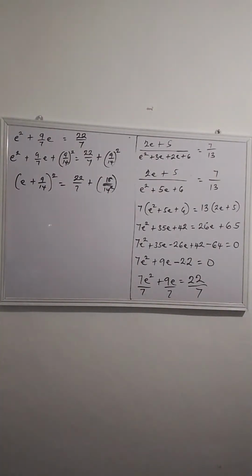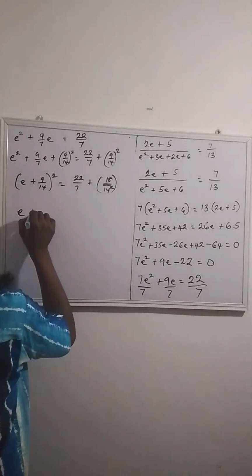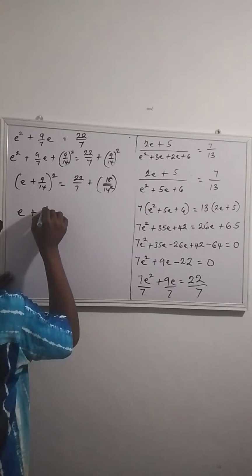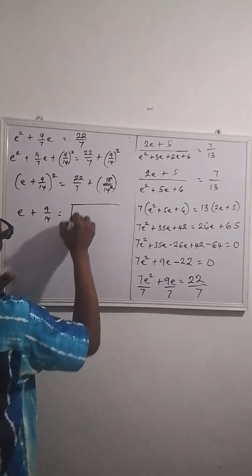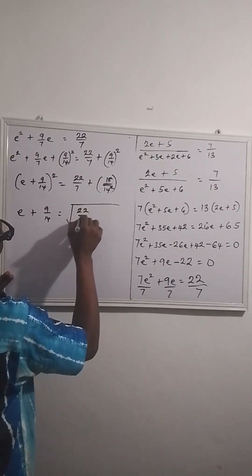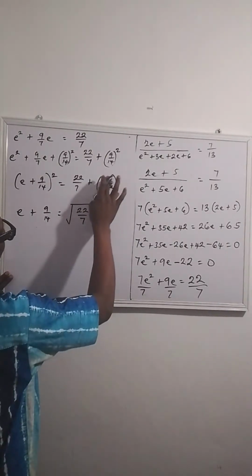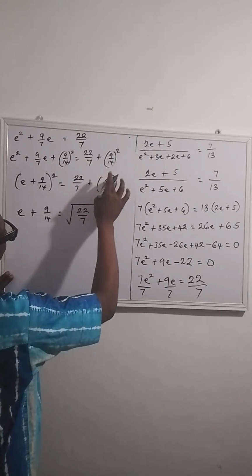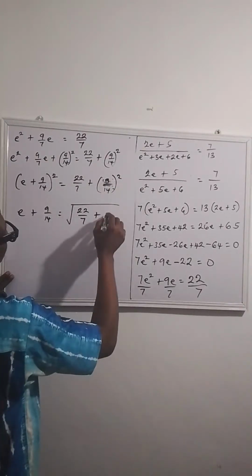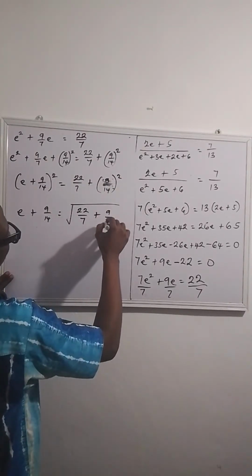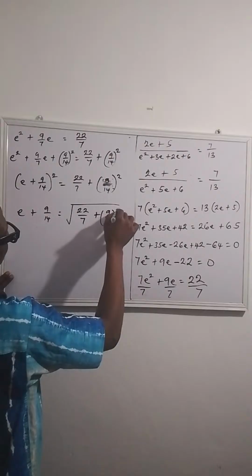Okay, so now what's the next thing to do? The next thing to do now is to find the square root of both sides. So you have e plus 9 over 14 equals the square root of 22 over 7 plus, and this is supposed to be 81, sorry, or let's still write it as 9 over 14 squared.